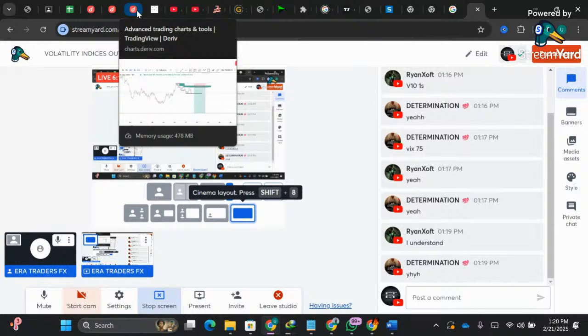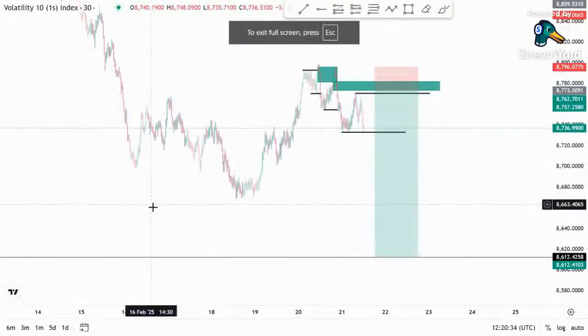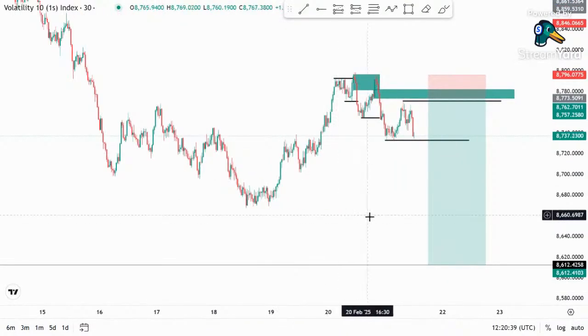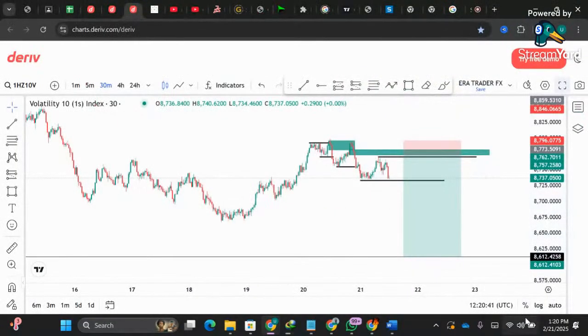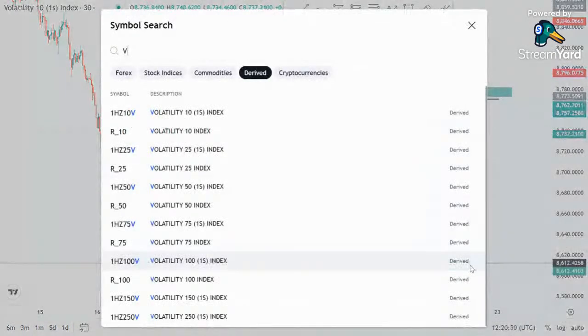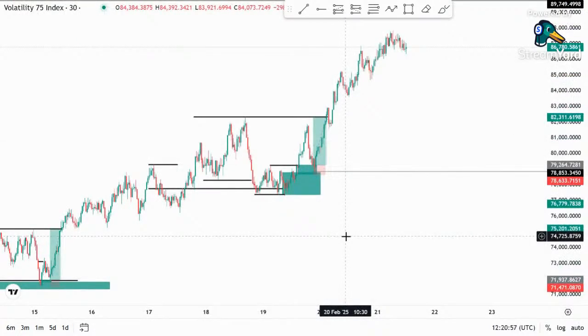But before then, I'm going straight to V75 to see what we have there. But I hope this is clear already. So now let's go to V75. So this is V75. Determination say haven't price swept liquidity yet.